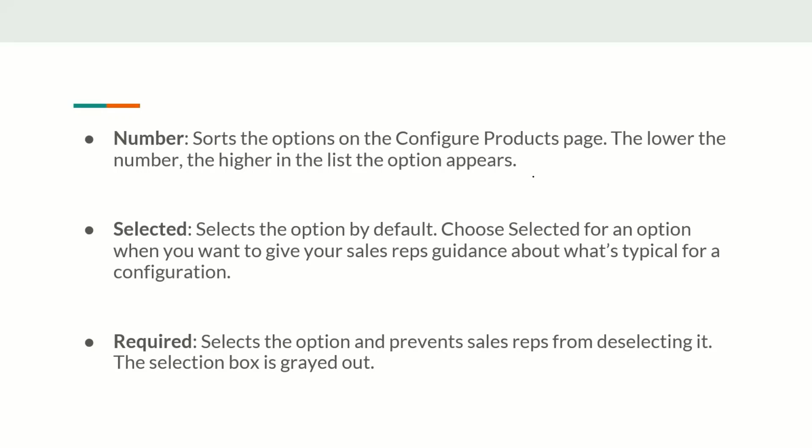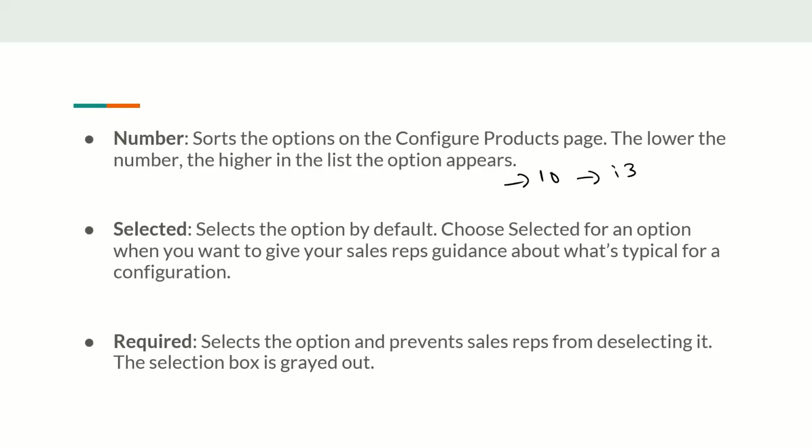For example, if we have 10 as the lowest number, then the first product option will be the one whose number is 10. For example, I3 has number 10. So the first product option in that particular feature will be I3. Then, selected. It selects the option by default.